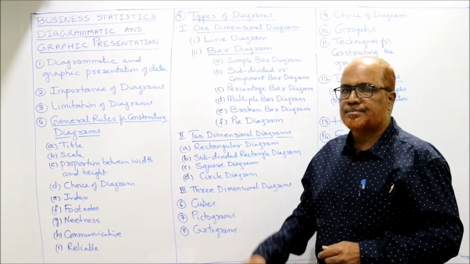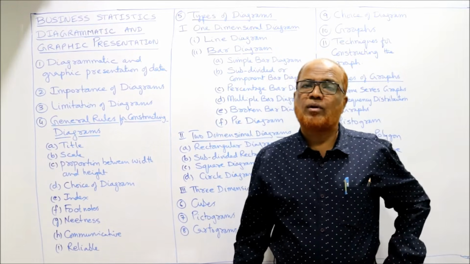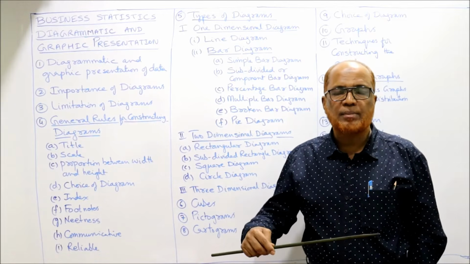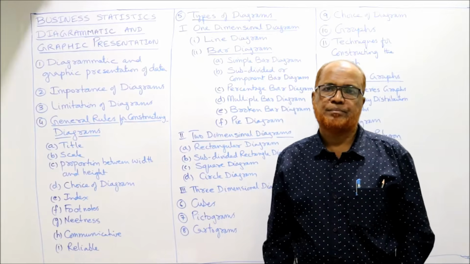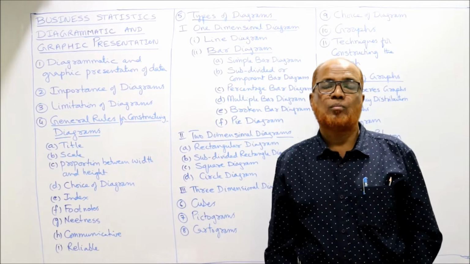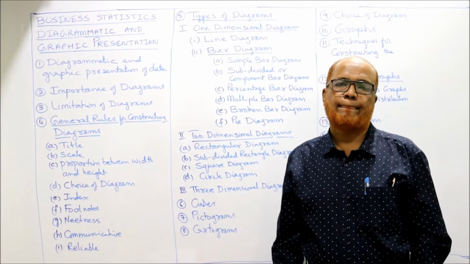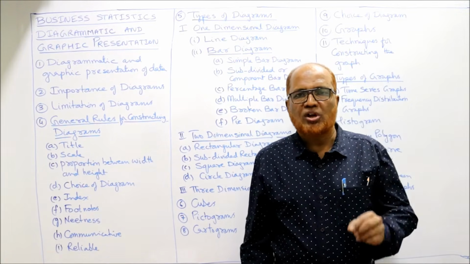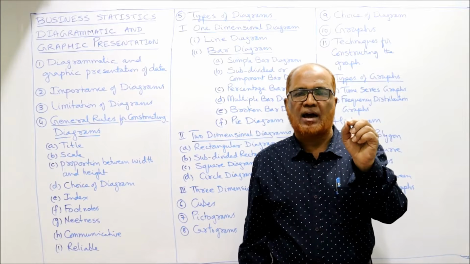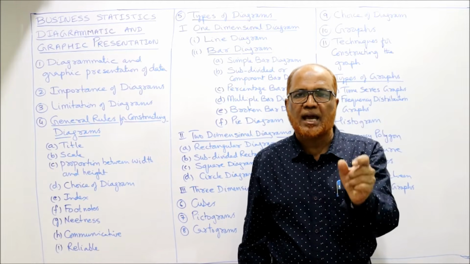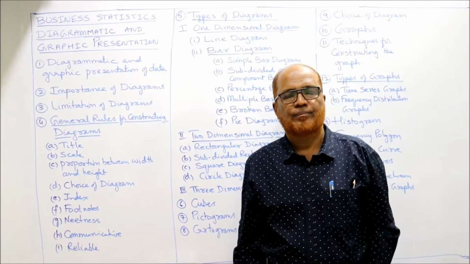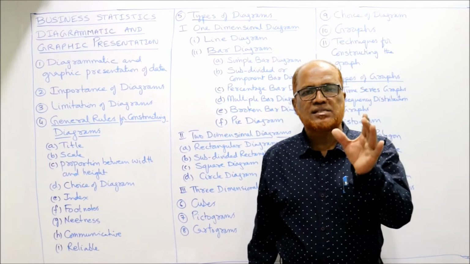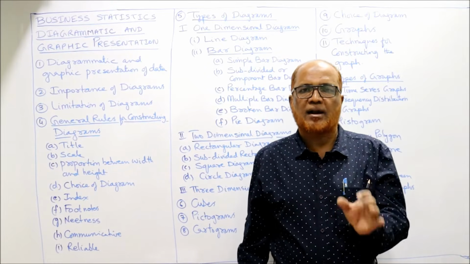Now bar diagrams. Nowadays the more frequently used diagrams are bar diagrams. This is more understandable than a line diagram, more attractive, more communicative than a line diagram. So in a bar diagram, instead of putting points on the graph, we are making rectangular bars on the graph. Example, the same data which is used to make the line diagram can be used to make a bar diagram.